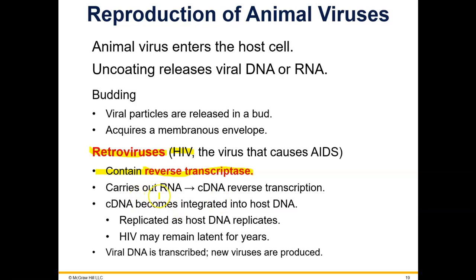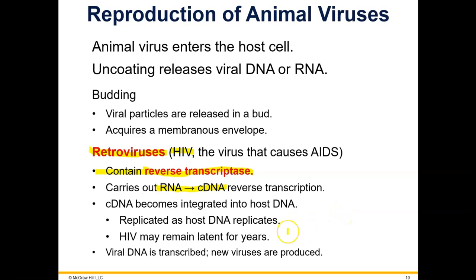So in HIV or any retrovirus, reverse transcriptase is an enzyme that carries out reverse transcription, where it takes the viral RNA and converts it to cDNA. I think cDNA stands for clonal, but we call this reverse transcription. And then that cDNA becomes integrated into the host DNA, and when the host DNA replicates, the cDNA replicates. So it allows the virus to remain latent for years. We don't call this the lysogenic cycle, but this is similar.